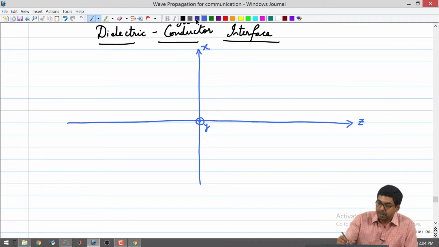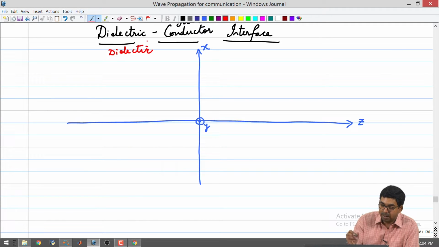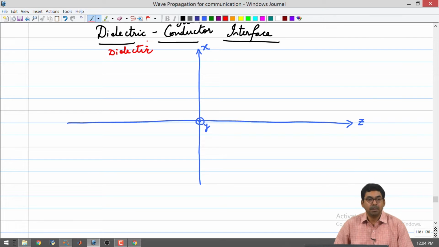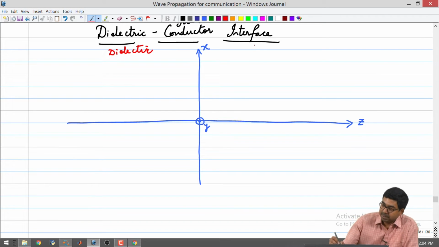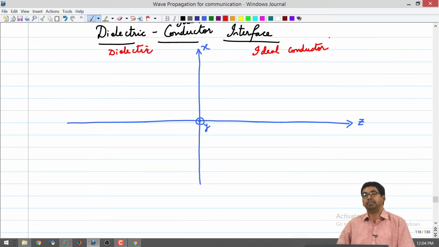So here we want to be able to talk about the dielectric on the left side, and that is also going to be the medium from where the incident wave is going to go. So we are going to have a source in the dielectric medium. It is going to go and hit an interface, and it is an interface between a dielectric and an ideal conductor. So the conductivity is infinite. Sigma is going to be equal to infinite.